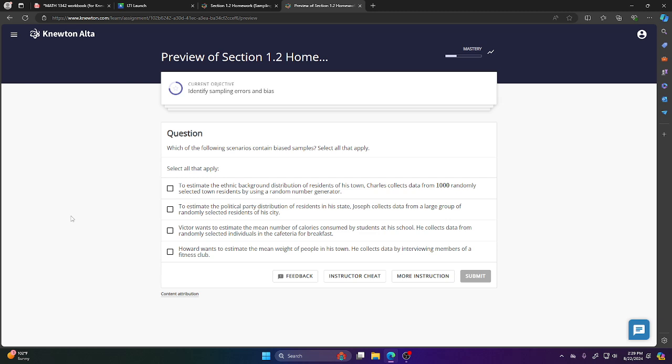Which of the following scenarios contain biased samples? Oh, here we go again. We're almost done. If you ever get bored and you're like, man, how many of these will there be? It's showing you right here there's only one more. We're almost there. So we're looking for bias. Background, 1,000, for the town. So I think we're okay there, right? So that's not bias. We're going to keep it. Political party distribution, state, city. Bias? We already saw all this, right?